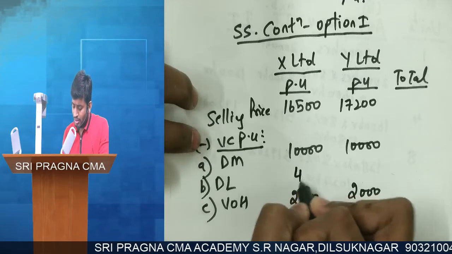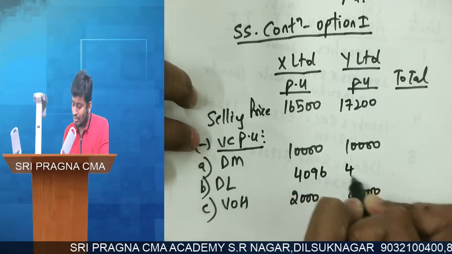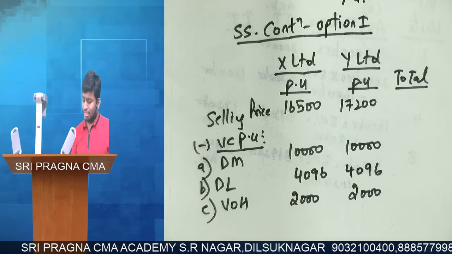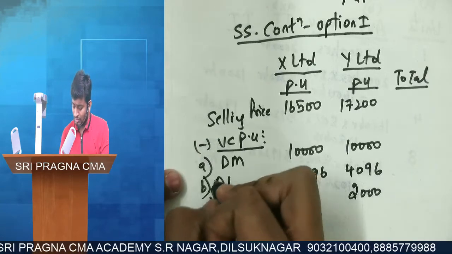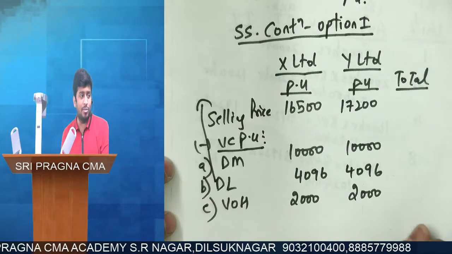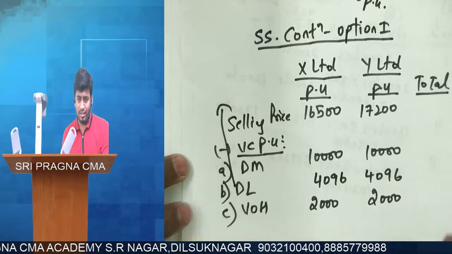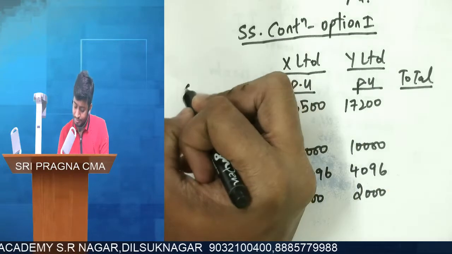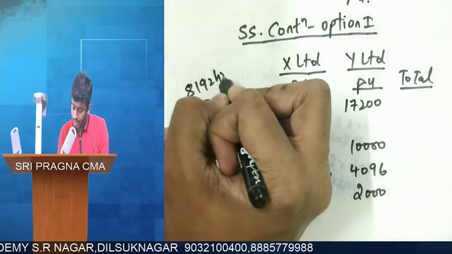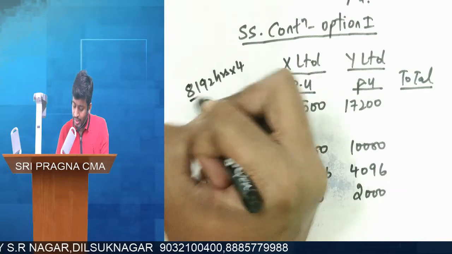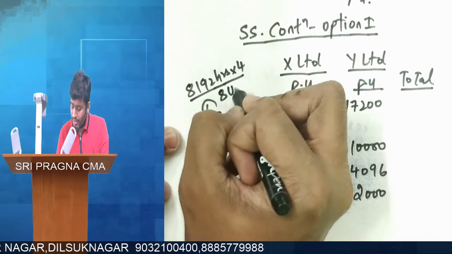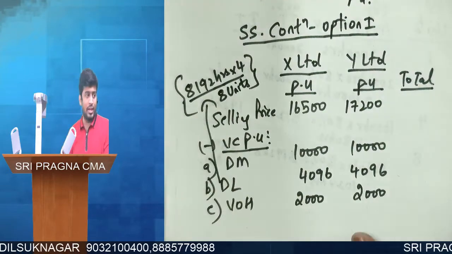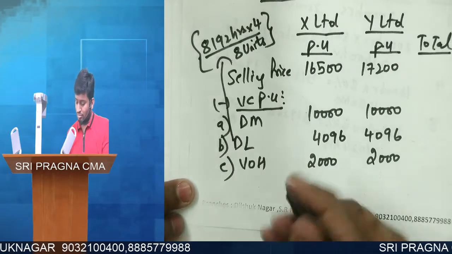8,192 hours into 4 divided by 8 units. Clear? Now do one thing.